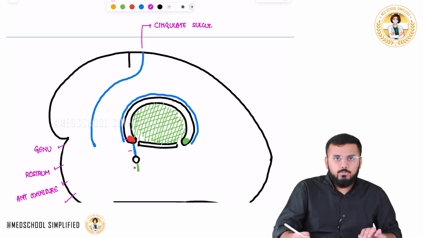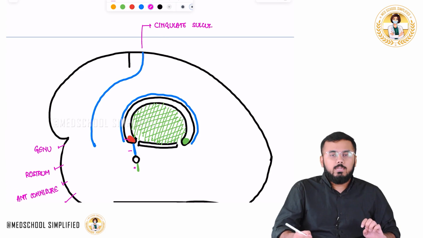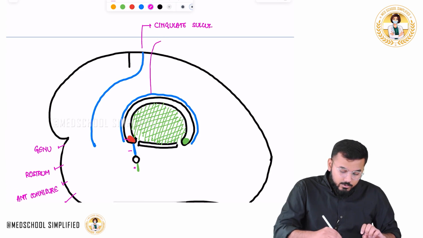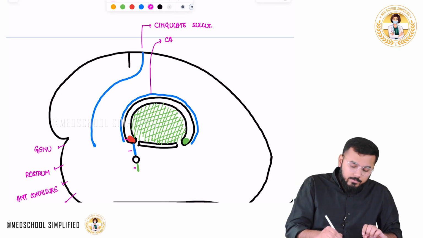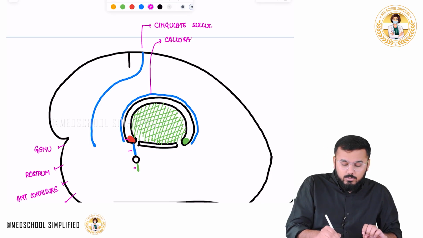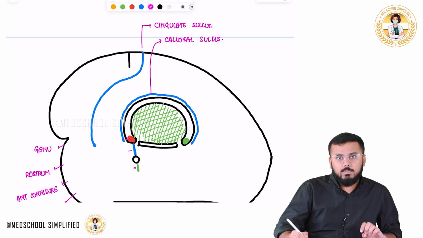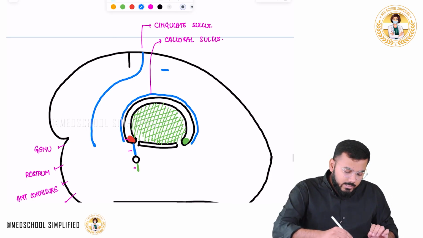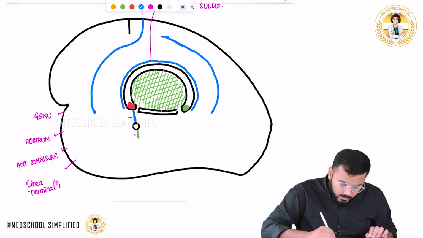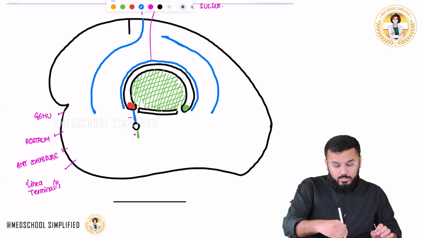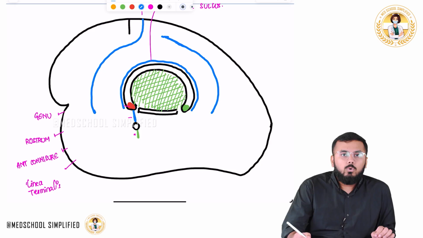Cingulate sulcus over here. Now after this cingulate sulcus, this sulcus over here which you can see is called as callosal sulcus. Okay. Next important thing is that you can actually see one more sulcus that is coming all the way down like this, right? So this sulcus which is coming all the way down is called as suprasplenial sulcus.